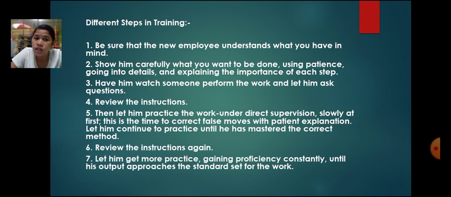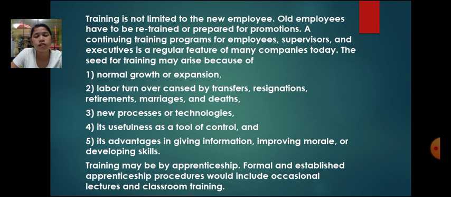Let him continue to practice until he has mastered the correct method. Six is review the instruction. Seven is let him get more practice, gaining proficiency constantly until his output approaches the standard of work set for the work. So training is not limited to the new employee. Old employees have to be retrained or prepared for a promotion.